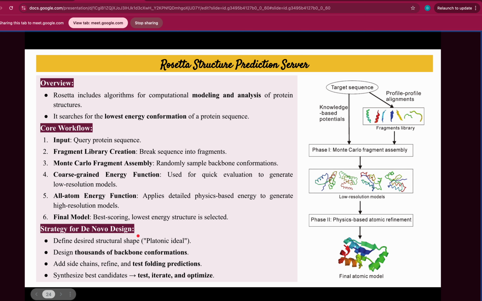So, the strategy for de novo design. If you want to design a protein, then you define the desired structural shape, which could be a platonic ideal, and then design thousands of backbone conformations, add side chains, refine and test folding predictions, and synthesize the best candidates, test them, iterate them, and optimize them. So these are different strategies. We have already seen that when we want to design a protein de novo, we use physics-based methods, because we do not have an already available protein sequence. So we simply combine different units and then we refine it. We see whether it satisfies the physical criteria or not.